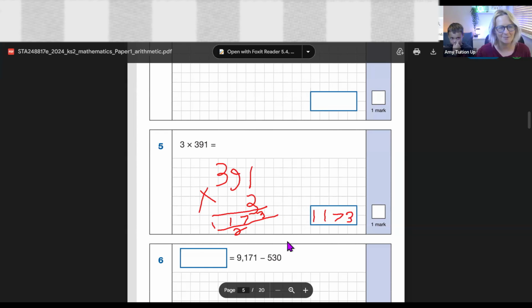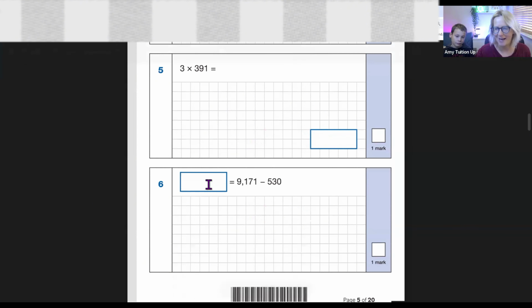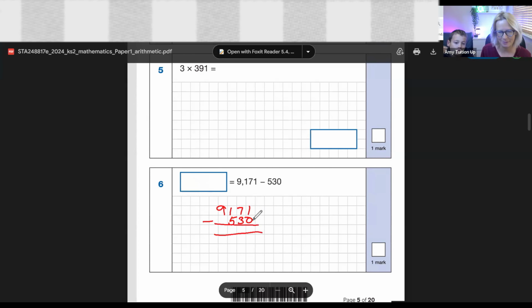Okay. Oh, they do it like this sometimes, the other way around, don't they? To trick you into kind of confusing you. They have the answer at the front, which doesn't really matter, does it? Okay, so me doing this one. 1 take away 0 is still 1. 7 take away 3 is 4. 1 take away 5 we can't do, so we're going to take from here. So 11 take away 5 is 6. And then 8 take away 0, we still have the 8 there. So it would be 8,641. Agree? Agree.